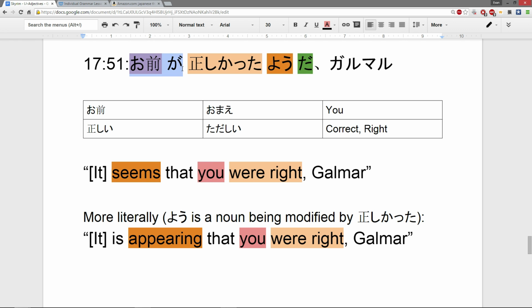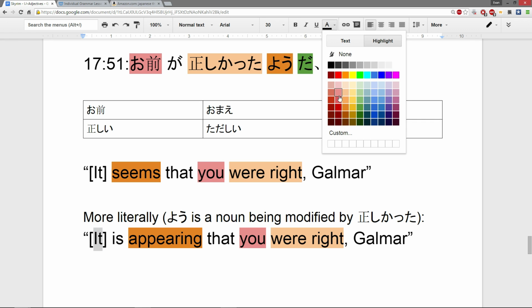Omae ga, you're the subject. Omae is you. Tarashikatta, you were right. And then we use da because it's a noun. It appears that you were correct. Galmar is apparently his name. That's the dude with the X. Omae ga tarashikatta yo da, Galmar. It seems that you were right, Galmar. More literally, yo is a noun being modified by tarashikatta, which is, it is appearing that you were right, Galmar. It is not mentioned, so that's the actual real hardcore subject.